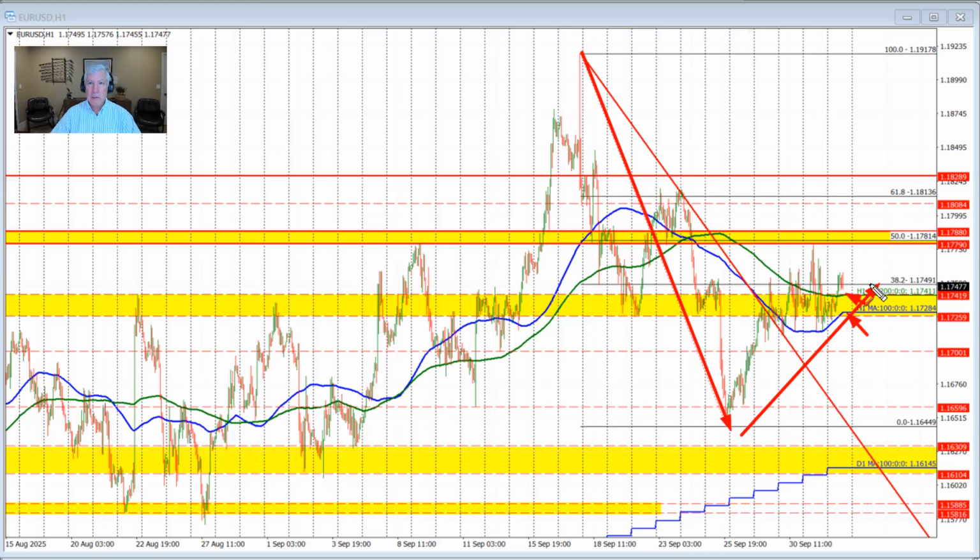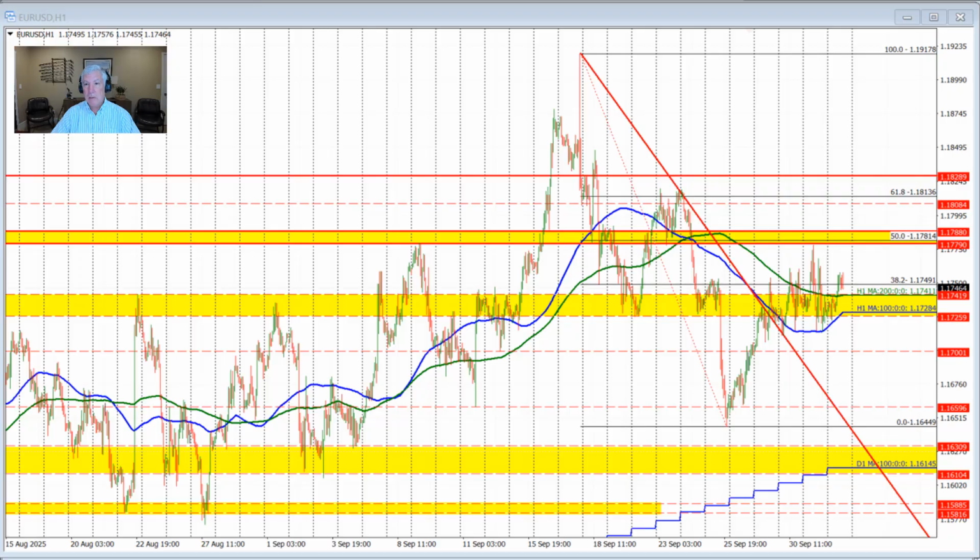So the buyers are more in control. We'll see if they can push the price higher. If they do, then we'll look toward the 50% retracement, look toward this swing area up through here, where we had a number of different swing lows and highs going back in time that define that area too. So that goes up to 1.1788.